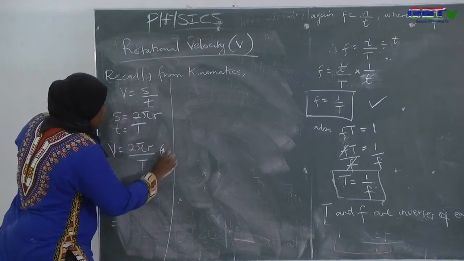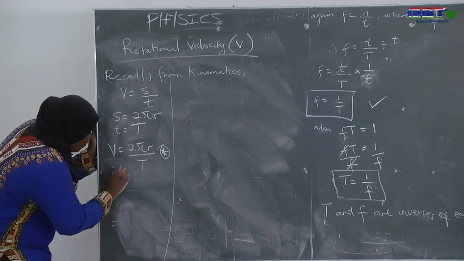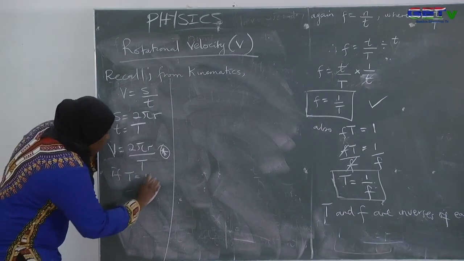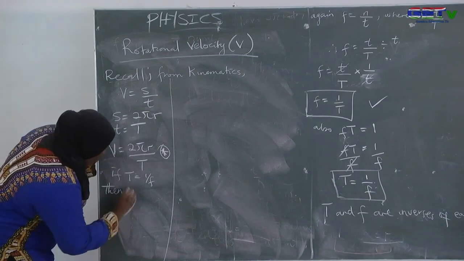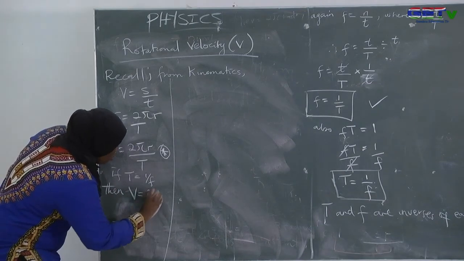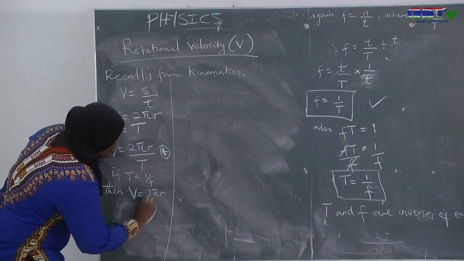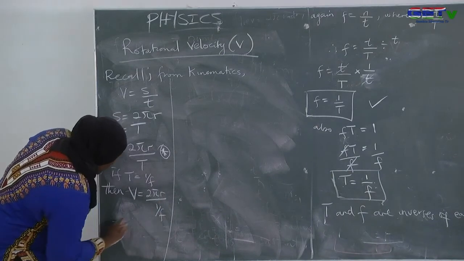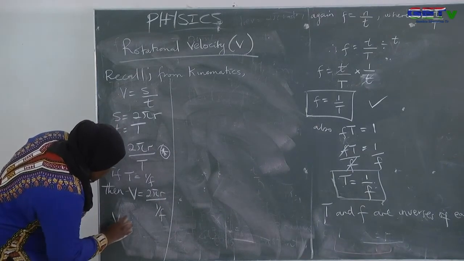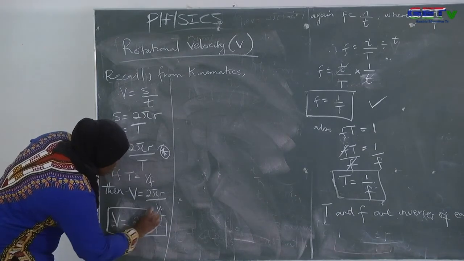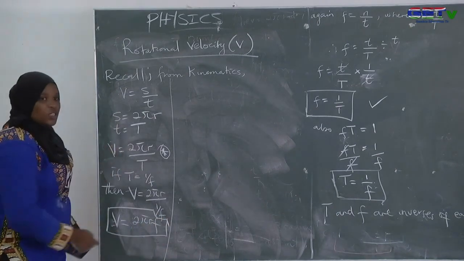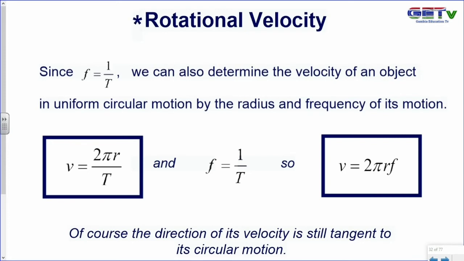This is one equation. But then if T is 1 over f, v can also be 2 pi r all over 1 over f, and this will be v equals 2 pi r times f. And this is what we call the rotational velocity. Those are the two equations.